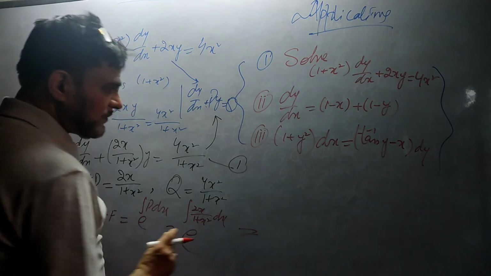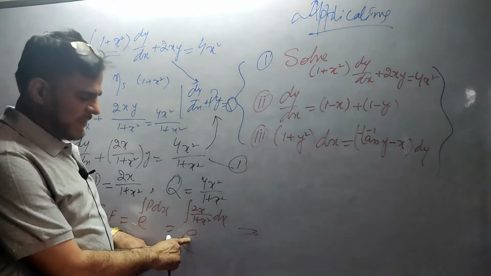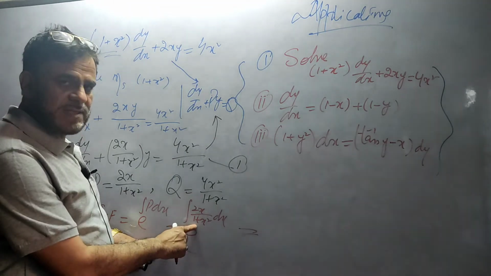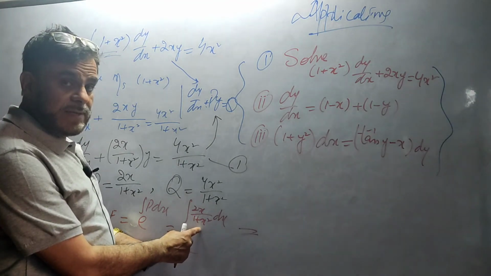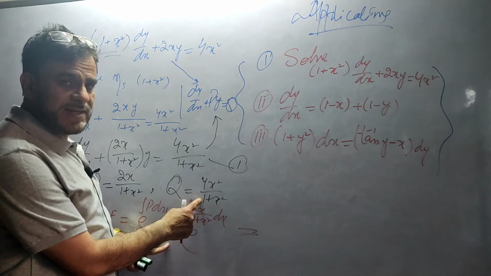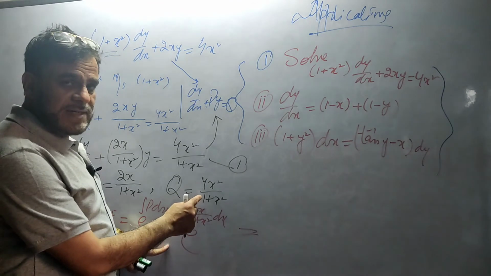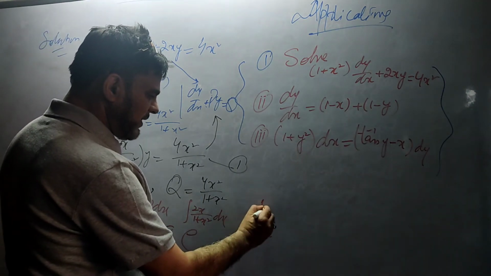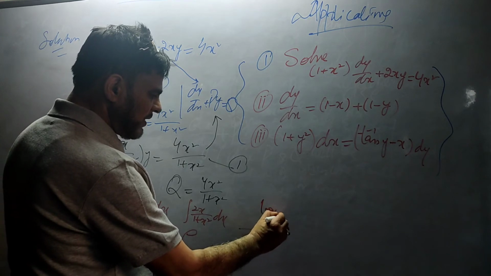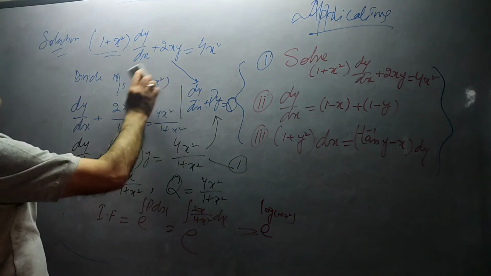Now look, what is this? E raised to the power integral of 2x by 1 plus x square. It is f dash x by f x. The derivative of 1 plus x square is 2x. Directly you get it. It is f dash by f x, so the integral is log of f x. It is log of the denominator, log of 1 plus x square. Yes. So I write just here.